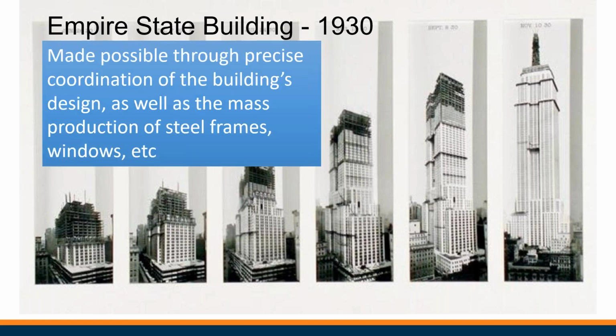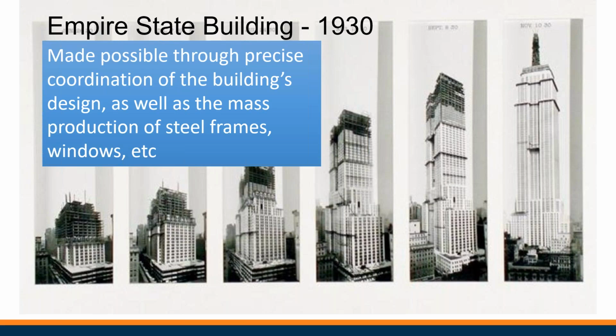And the most important thing when you read about this building is that speed, that accelerated construction process. While it was part of the heated who-can-build-the-tallest-building-in-New-York-first phenomenon in the 1930s, it was made possible through precise coordination of the building design, as well as the mass production of steel frames and windows and many other elements. The precise coordination of the building's design. Do we in 2020 have precisely coordinated building designs when we start construction? I would tend to believe not. And how much of our buildings are mass produced off-site? I would argue not enough.